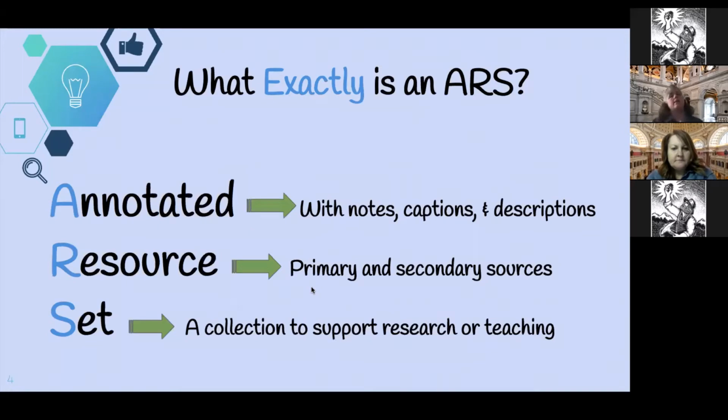So let's go forward. And what is an ARS? An ARS is an annotated resource set. It is a collection of primary sources. It's annotated because it has notes, captions, and descriptions. But it also has primary and secondary sources associated with it, which are the resources that are in the set itself. And it's a collection, usually around a theme, an essential question, or a topic.